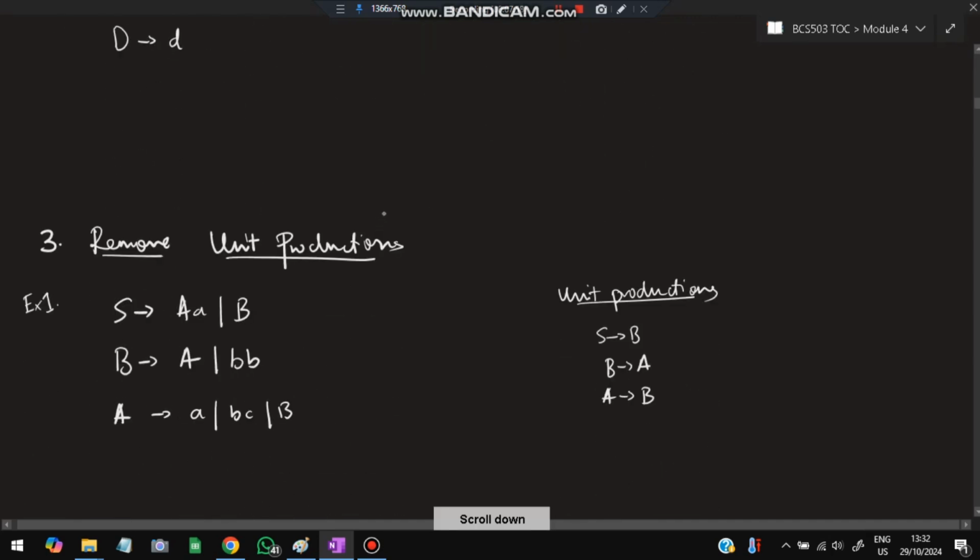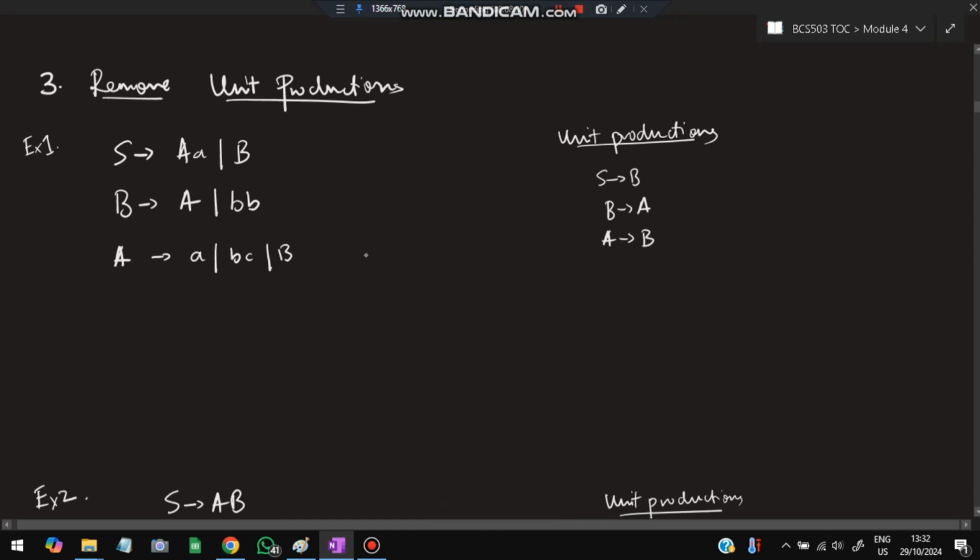After you have done rule number 2, there are no null productions, then next you have to check for unit productions. What do you mean by unit? Unit means 1. See here, S goes to A and capital B, and capital B goes to capital A and small b. A goes to A and BC and B. Now S goes to B. This is called a unit production because a non-terminal goes to a non-terminal. It should be a single non-terminal.